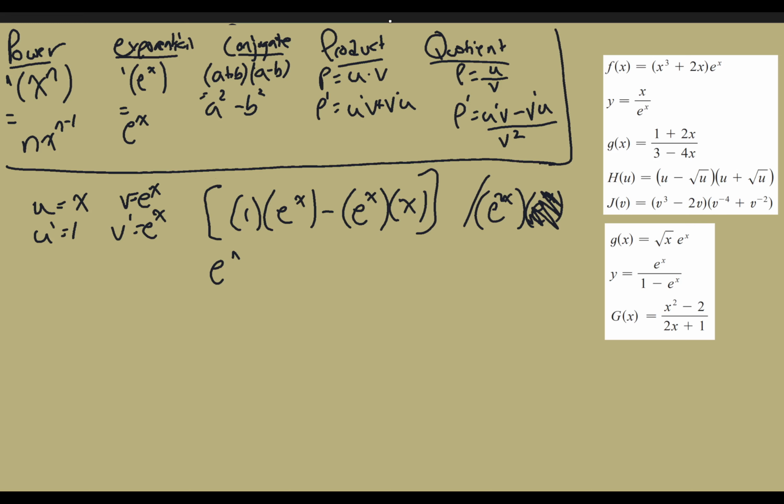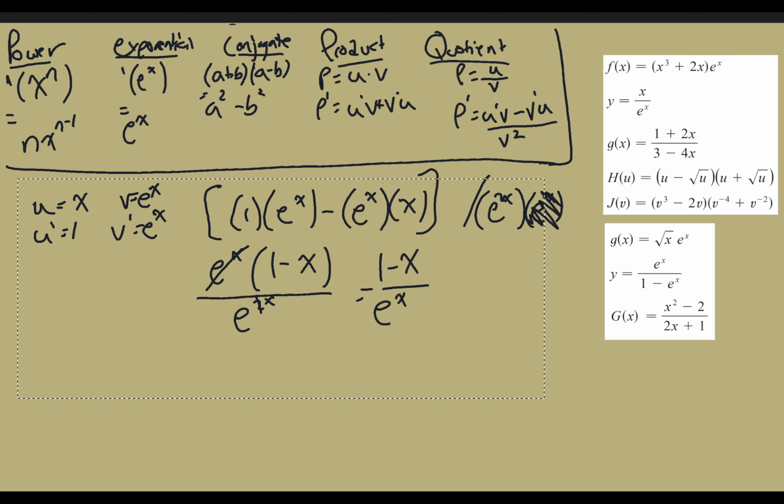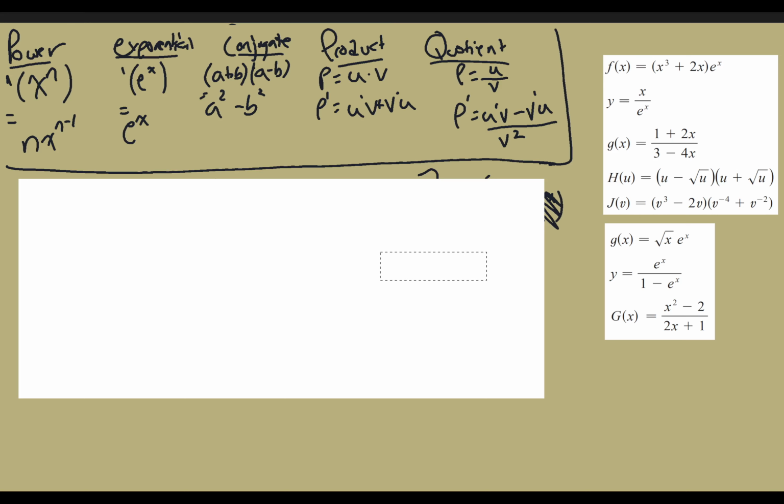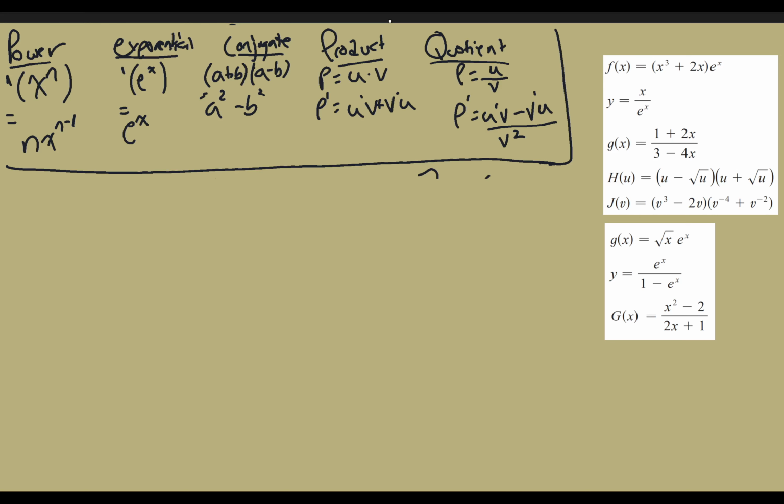So let's take an e to the x out here, and we get a 1 minus x on top. This is all over e to the 2x. Well, of course, this cancels with one of these, and you get 1 minus x over e to the x. Same answer as with the product rule. So if you're able to bring something up from the denominator, you'll find the product rule is a lot more forgiving and a lot faster. That's how I like to roll.